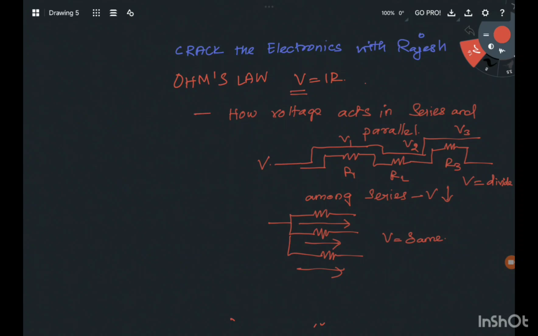This is another concept you have to understand. Among a group of series components, what happens to voltage? Voltage will divide. Among parallel components, it is going to be the same. Remember this, it will be helpful in every situation.